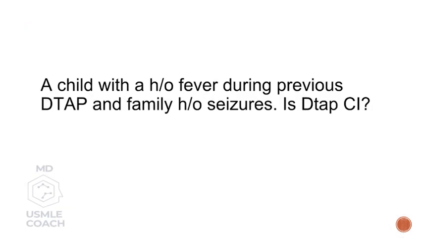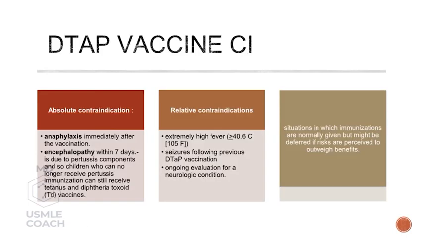A child with a history of fever of 101 degrees Fahrenheit during a previous DTaP and a family history of seizures. Is DTaP contraindicated? Absolute contraindications for DTaP vaccination are also to be remembered, as said before. Absolute contraindications for DTaP include anaphylaxis immediately after the vaccination, which is a contraindication of any vaccination. Encephalopathy within 7 days of a previous vaccination, if it occurred, is due to pertussis components, and so children can no longer receive pertussis immunization, but can still receive tetanus and diphtheria toxoid (Td) vaccines.